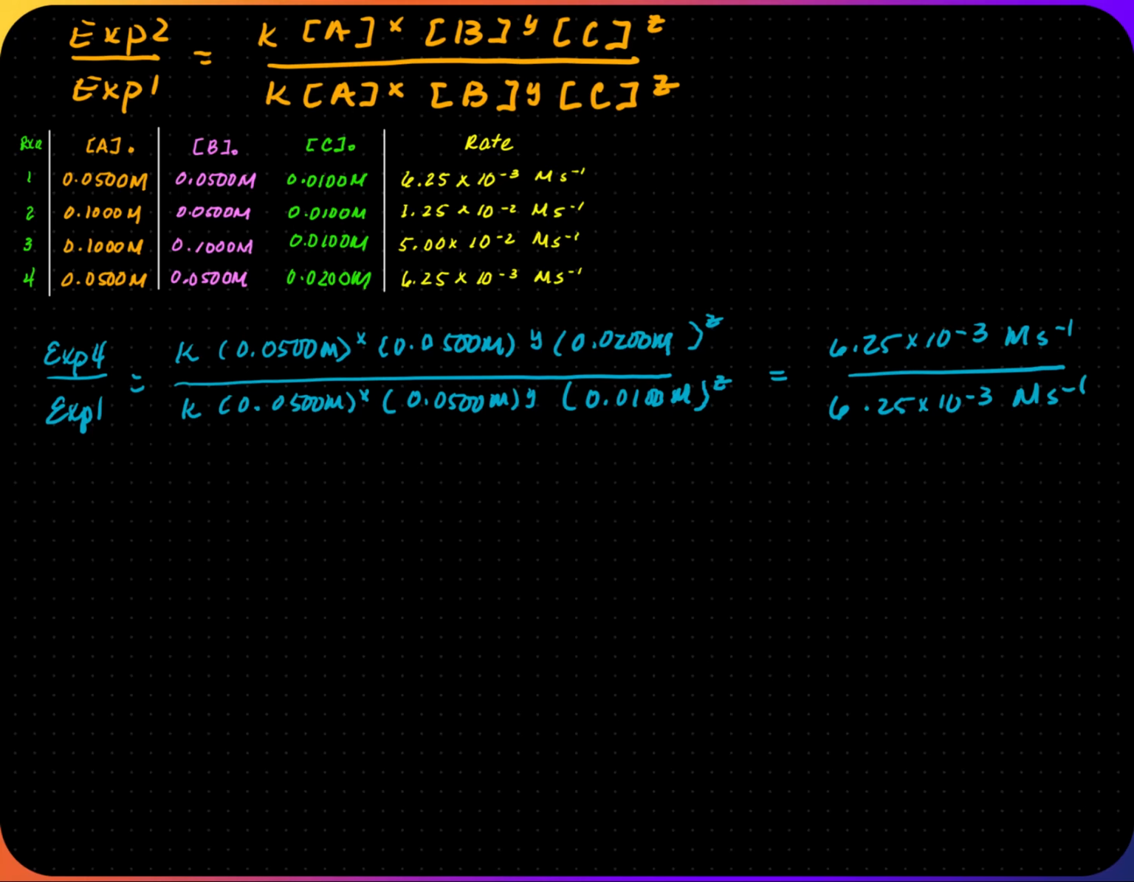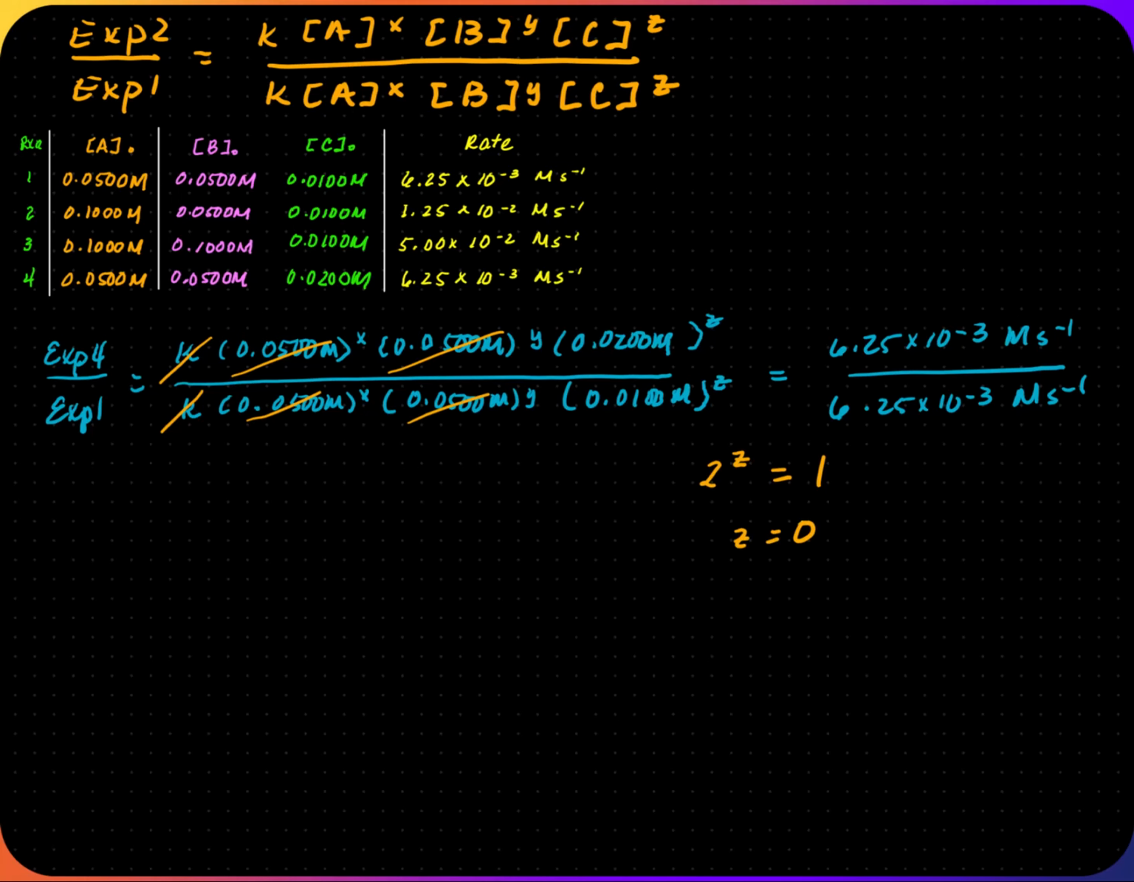So now I'm going to simplify. So the K's are the same, so they're going to cancel out. The concentrations for A's are the same, so it's going to cancel out. The concentration for B is the same, that's going to cancel out. So 0.0200 divided by 0.01 is 2 to the z power. This is equal to 1. So that means z must equal 0. Any number that has an exponent of 0 is equal to 1.